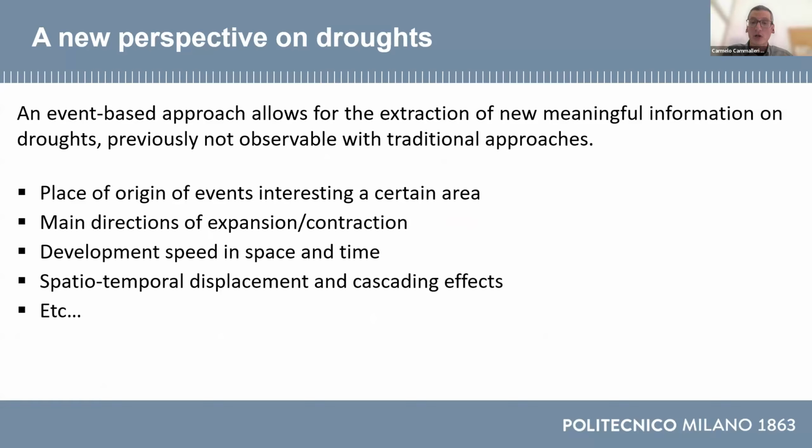Information like what is the place of origin of a certain event, what is the main direction of expansion and contraction of those events, how these events develop both in space and time in terms of velocity. So when we talk about flash drought, we can start to look at the concept of flashiness also in terms of how quickly they expand in space. No? Spatial temporal displacement, cascading effect, not only cascading in time, but also cascading in space, etc. So the idea of looking at drought from this perspective is to give us all this new way that we can look at the drought.